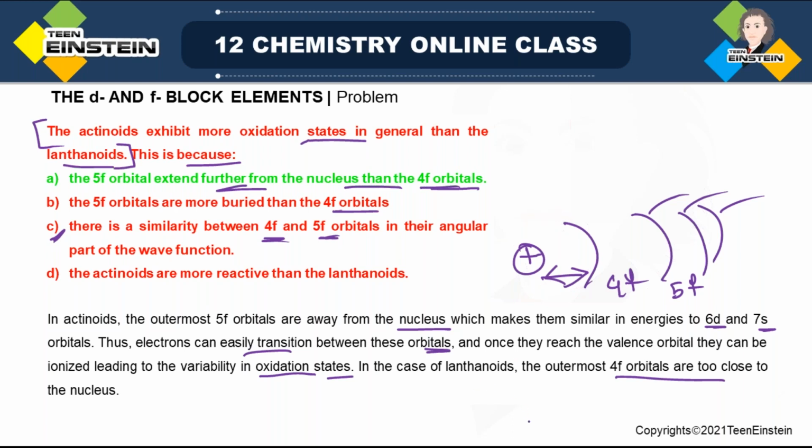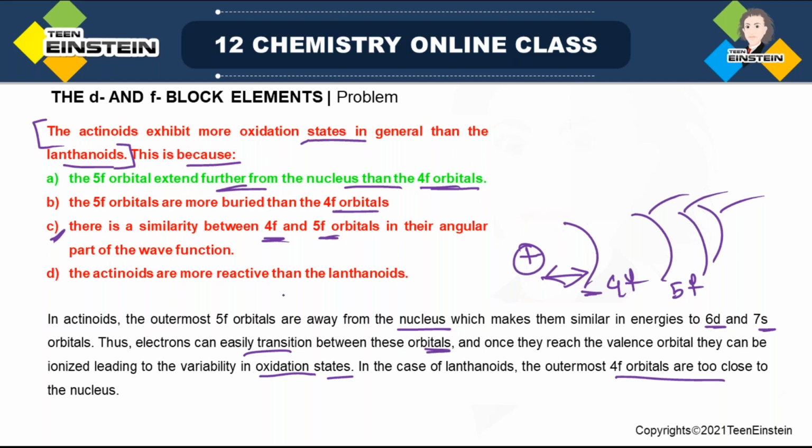So this statement is nothing but another way of saying that the outermost 4f orbital is too close to the nucleus. You can say that 5f is further from it, or you can say 4f is closer to it, but both have the same meaning, right? And the second statement cannot be true because 5f orbitals are more buried. That is not fine. This is more. And the last statement, that is actually fine.